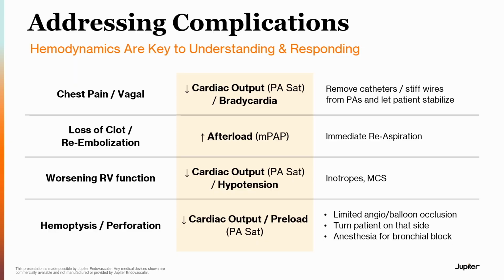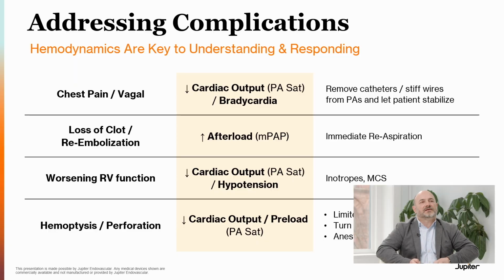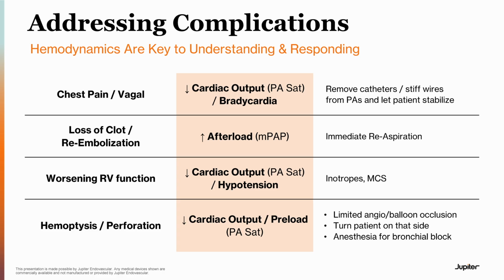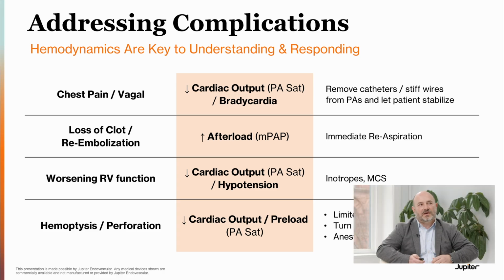So what are we talking about? We see chest pain, this vagal episode, especially when you go on the left side of the heart. The cardiac output is going to drop. You can remove catheters, maybe give the patient a pause, optimize the fluid status. You can have loss of clot and re-embolization, which you're going to see by an abrupt increase in mean PA pressure all of a sudden. You're making progress, and all of a sudden the PA pressure goes the wrong way. You have to understand that that's a possibility and re-aspirate, usually on the other side.